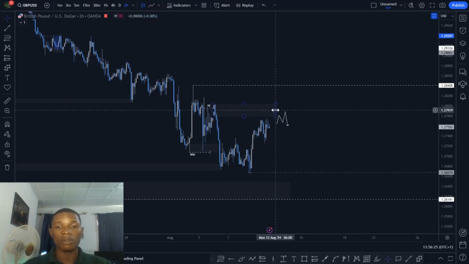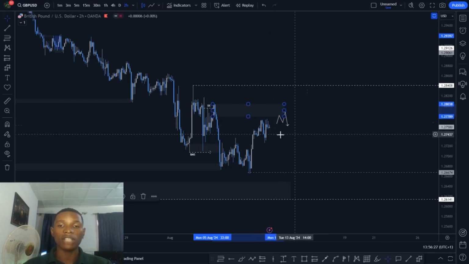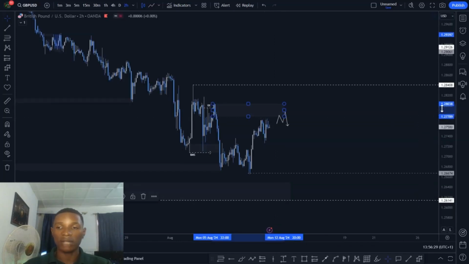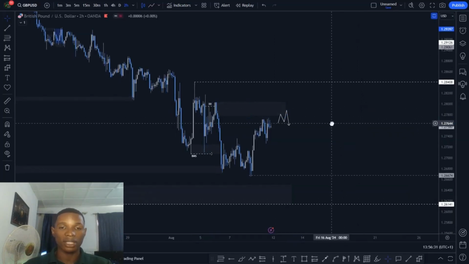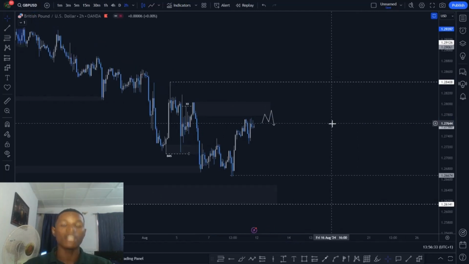Once we tap into this supply level, and then we have that shift in structure on the lower time frame, there is really nothing that is stopping us from taking our sales on NZD USD. So guys, those are the pairs that I am personally monitoring for the coming week. You can see how simple and short they are, right?